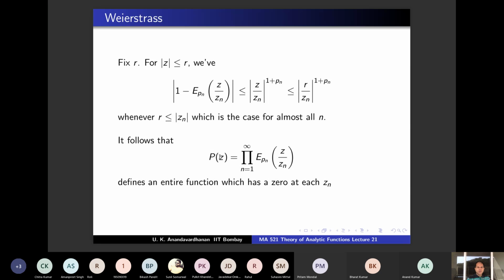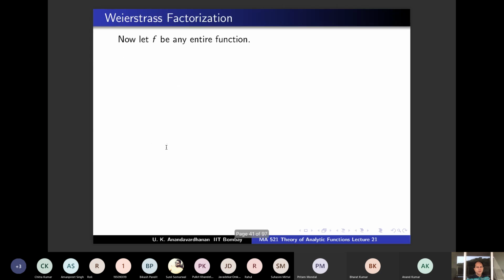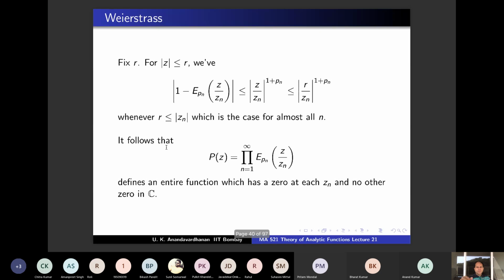Therefore, from that result, you also know that the product has a 0 if and only if one of the factors has a 0. So P will have a 0 precisely at Zn and nowhere else. So you are constructing functions with prescribed zeros and no other 0 in C. Clear?